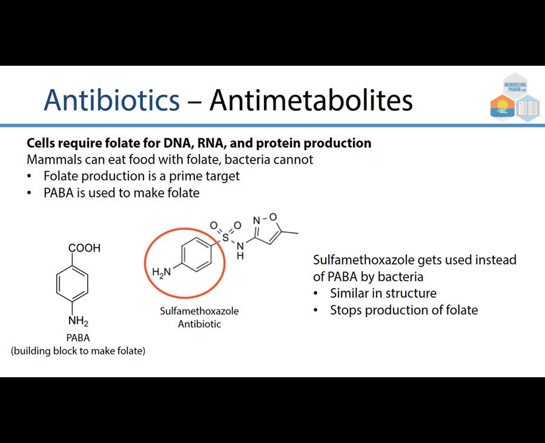So PABA is used to make folate. It's the building block. And sulfamethoxazole, you can see, looks an awful lot like PABA. So sulfamethoxazole gets used instead of the PABA by the bacteria because it is similar in structure, and the result is that it stops production of folate.